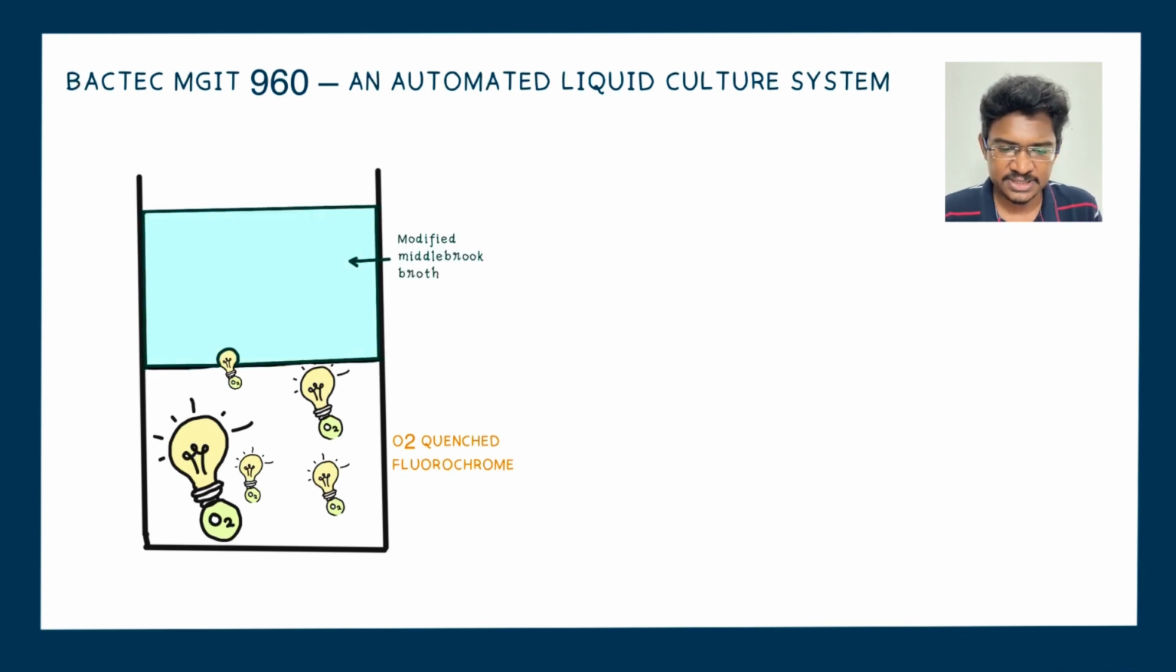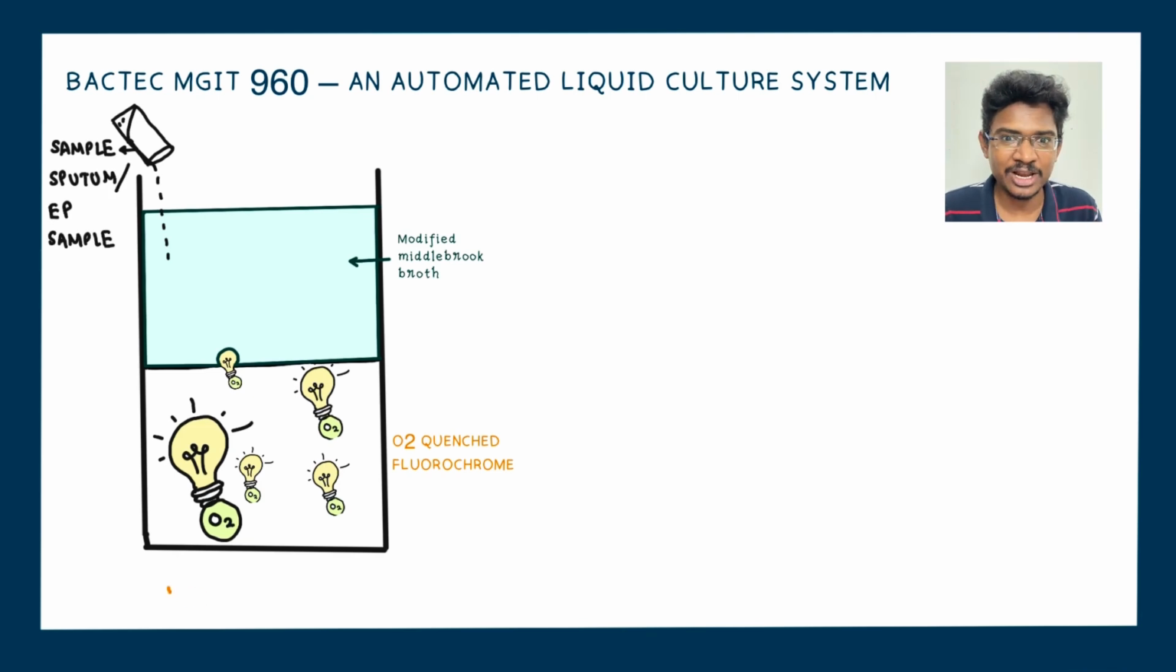First, we add the liquid culture medium for the TB bacterial growth. What is the culture medium used? Modified Middlebrook broth is added to these fluorochromes. On the top of it, we are going to add the sample, which can be a sputum sample or any extrapulmonary sample. So this we are going to add to this broth.